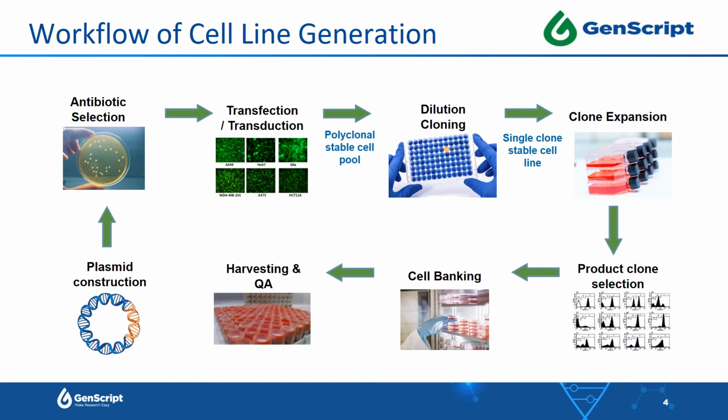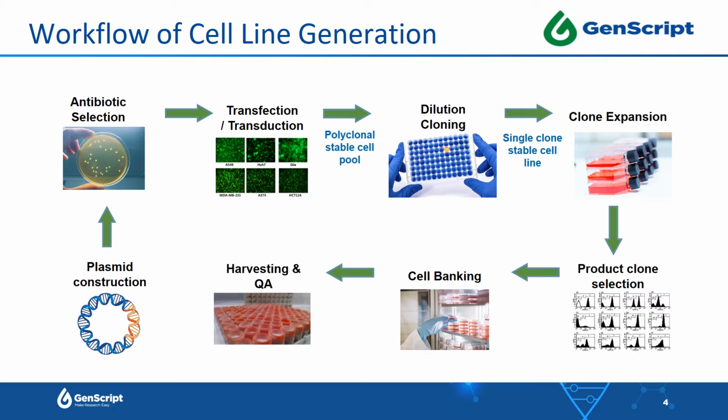First of all, let me introduce to you the workflow of how we generate stable cell lines at Genscript. We start with constructing the plasmid, including both the target gene as well as the selective gene. The plasmid with the target gene will be selected by the antibiotic selection, and only the target expression plasmid will be used for transfection. And from here, a cell pool is generated with heterogeneous expression of the target gene.